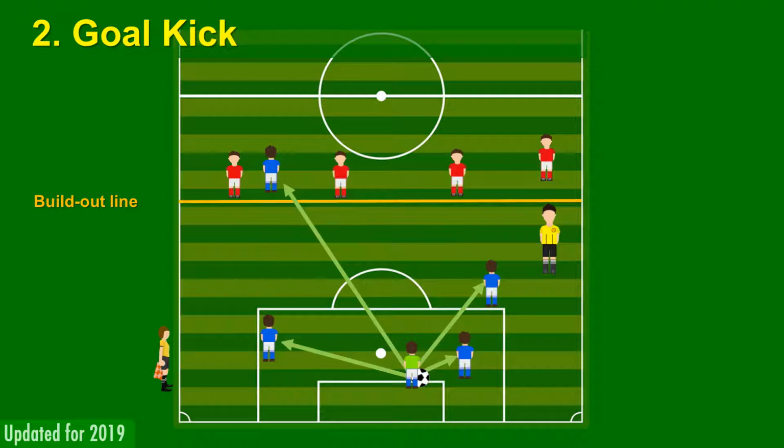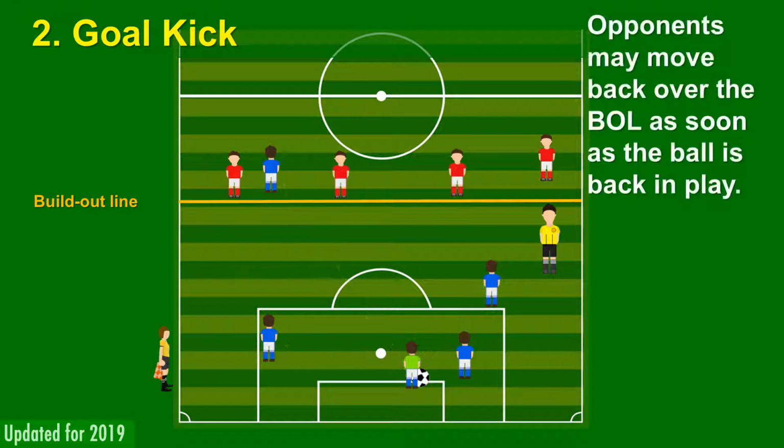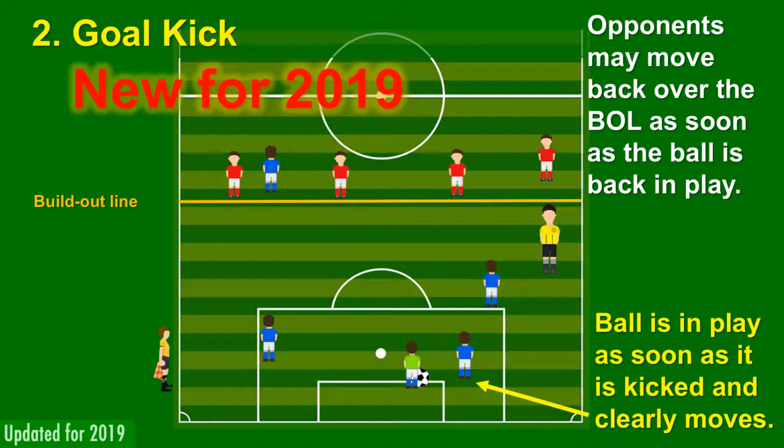The player taking the goal kick may kick the ball to either side of the build-out line. The kicking team may take the kick before all the opponents have crossed the build-out line, but if the ball goes directly to an opponent, play continues. The opponents may only cross back over the build-out line once the ball is back in play. The ball is back in play when it is kicked and clearly moves. Note, this is new for 2019.